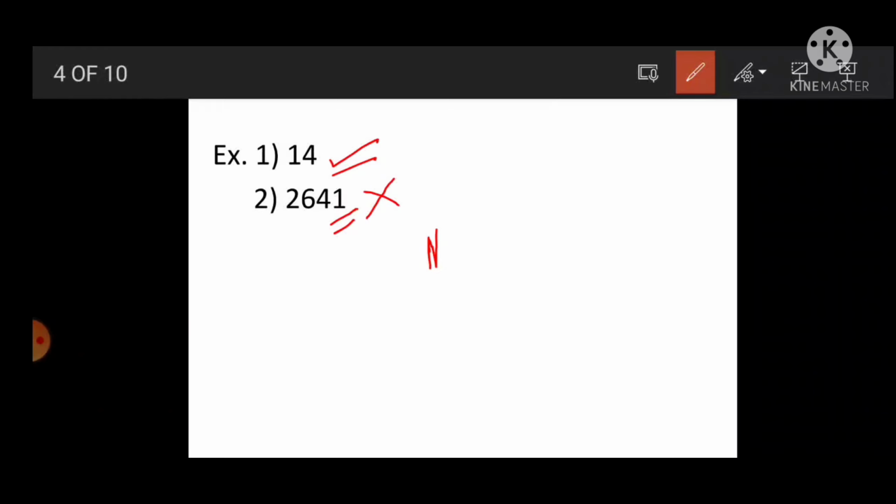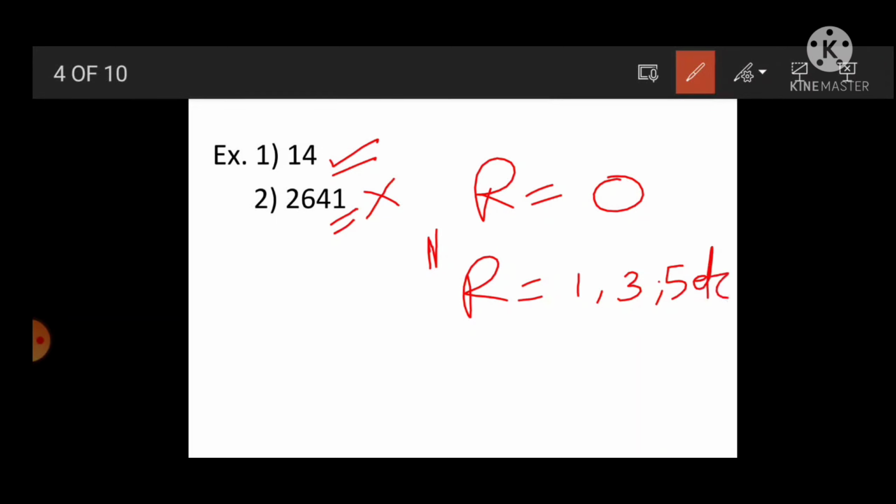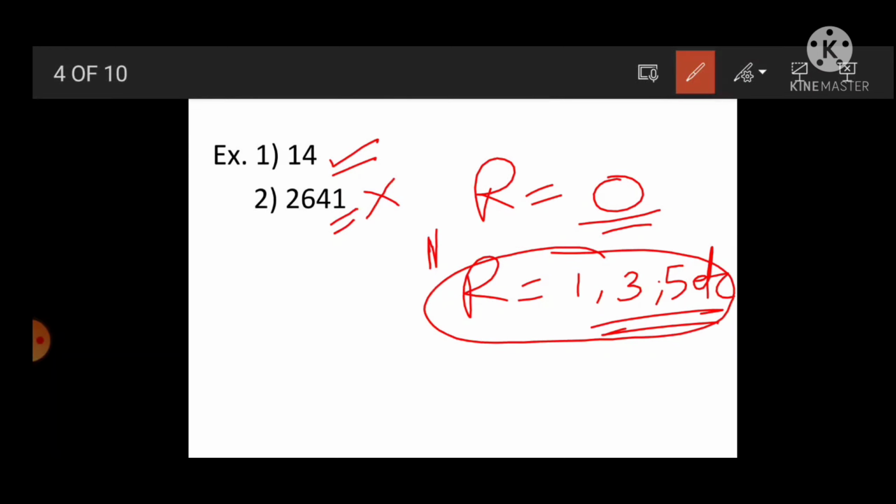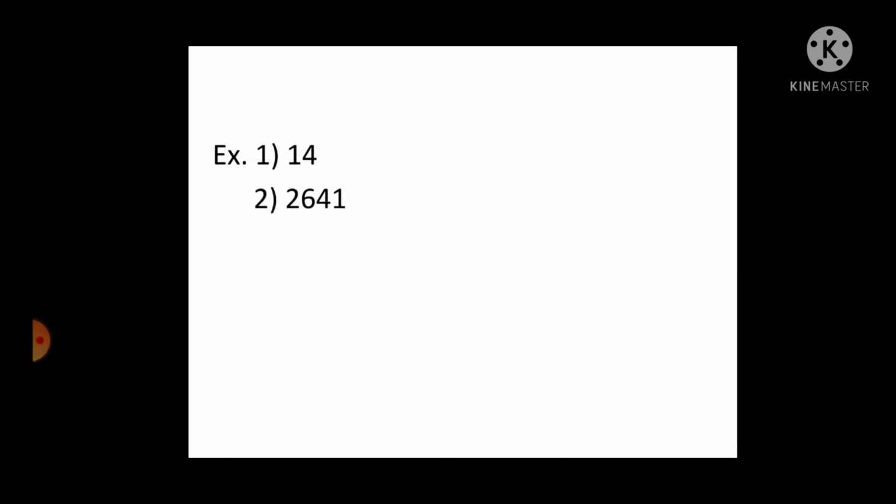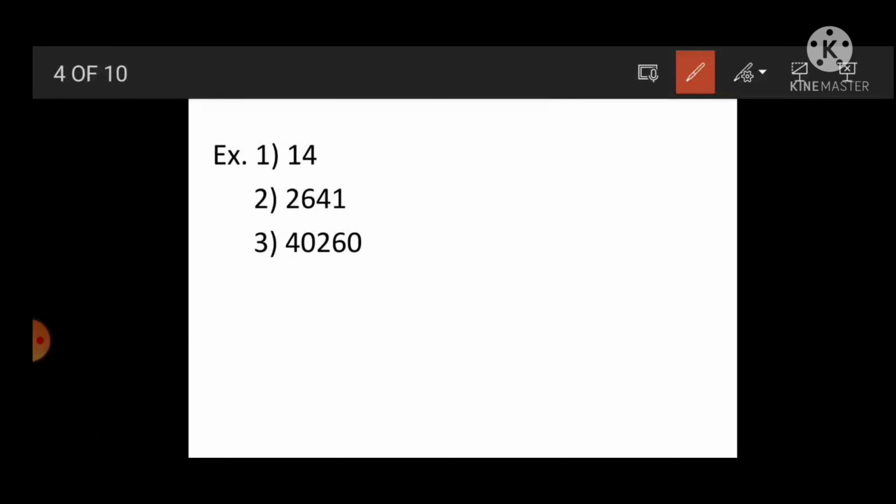Students, always remember, divisible means the remainder should be 0. When a remainder is there, 1, 3, 5, whatever, any remainder except 0, then that number is not completely divisible. Divisible means the remainder is 0. Okay, then see the next, third example: 40,260. See, the ones place is 0, so this number is completely divisible by 2.